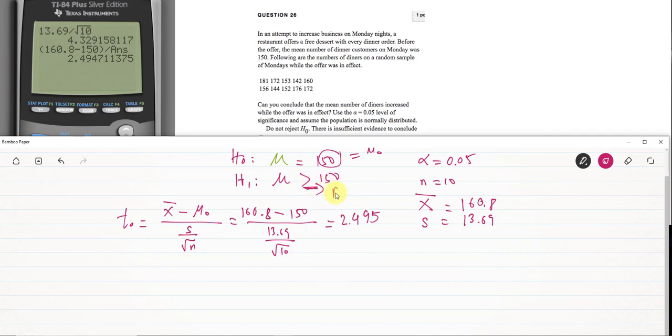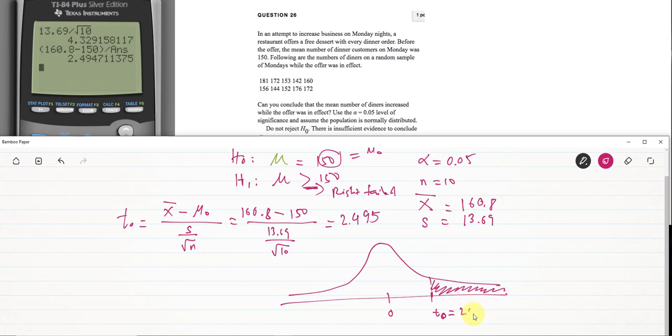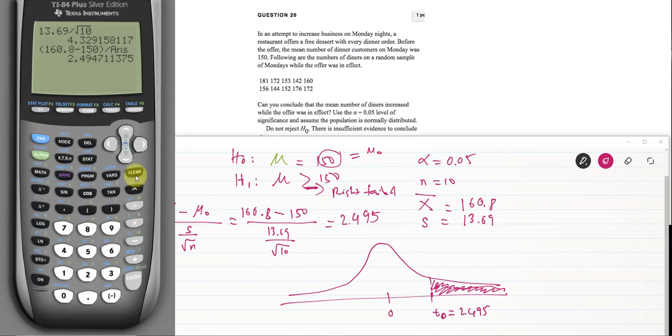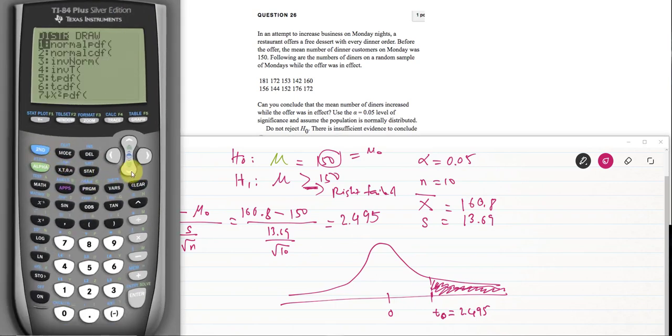Alright, so now this is pointing to the right, so this is the right tail test. If you draw the student t, 0 is right here, t naught is right here. So right tail test means you are looking for this area, to the right of 2.495, to get the p-value. The p-value is the area on the right side of the test statistic.